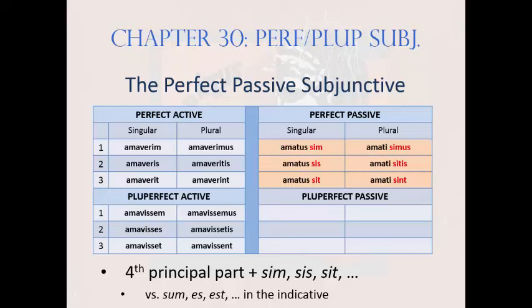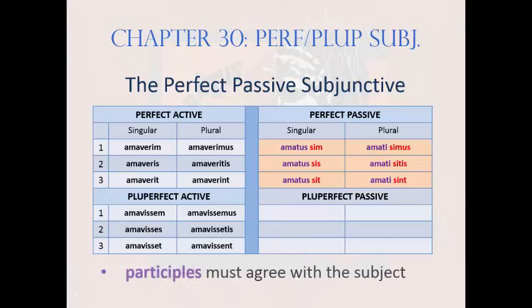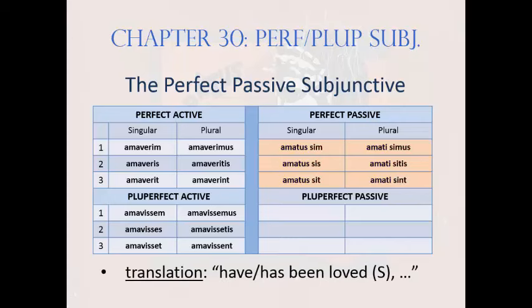Here's an example. Amatus sim, amatus sis, blah blah blah. Remember that the participle needs to agree with the subject, so the plural will be amati simus, sitis, sint, or amatae if the subject is feminine, amata if it's neuter. You know all this. The translation is, have or has been loved subjunctively.